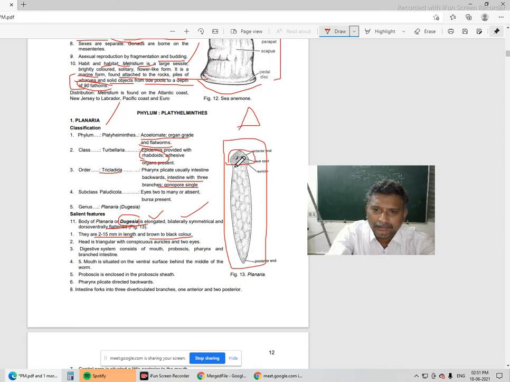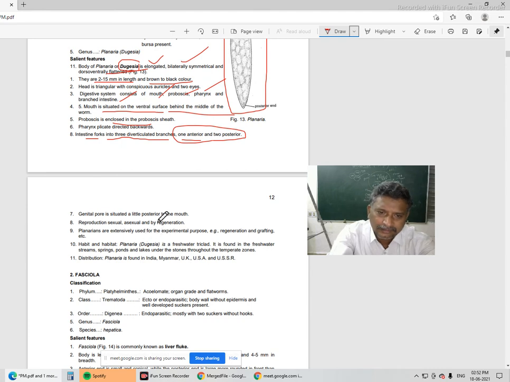Okay, 2 prominent eyes are there. Digestive system here: mouth, proboscis, pharynx, branched intestine. We cannot see those, but we are just learning. The mouth is situated on the ventral surface behind the middle part of the worm. Pharynx plicate, directed backwards. Intestine forks into 3 diverticulated branches, 1 anterior and 2 posterior. That is also a unique character. So based on that character, the given spotter may belong to planaria.